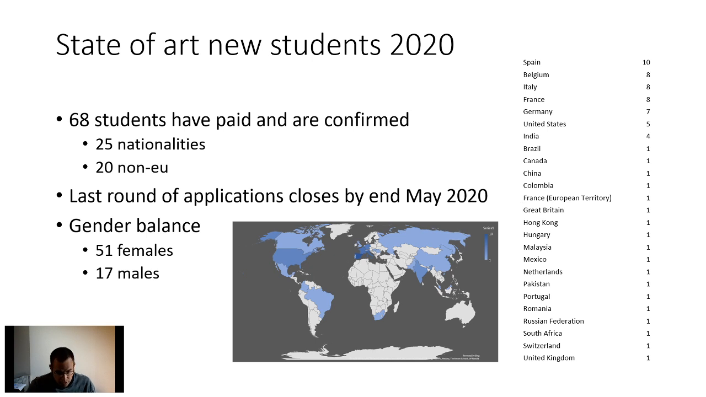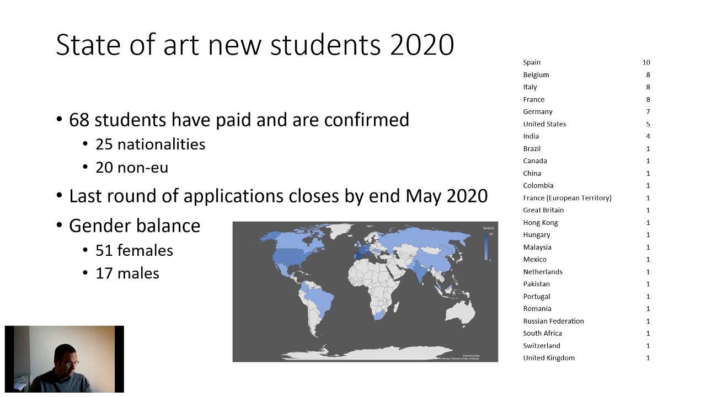Now, who are you? Who is the new group of students that is going to start next year? This morning we had 66 students that had paid and confirmed. By this afternoon there are 68, so 2 more people have paid and confirmed their participation in the program next year. You also have to keep in mind that the last round of applications is closing at the end of May, so we still expect quite some European students to join the group.